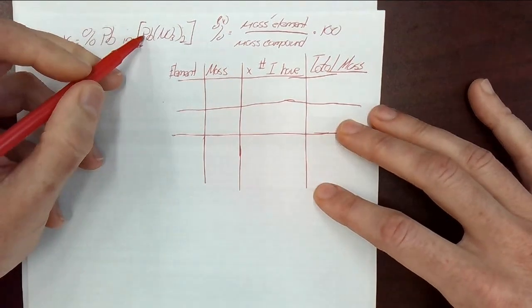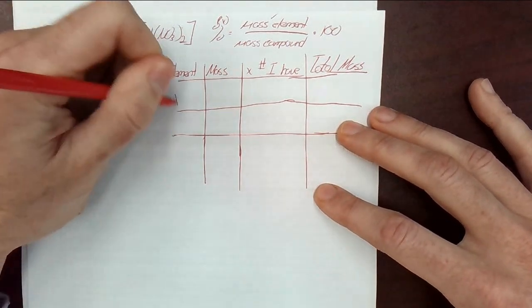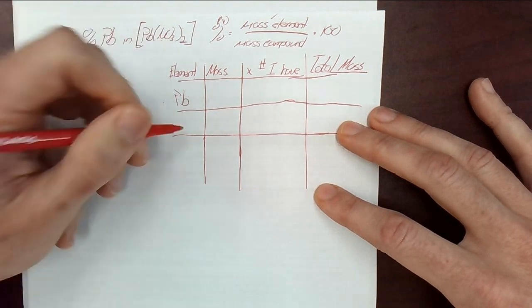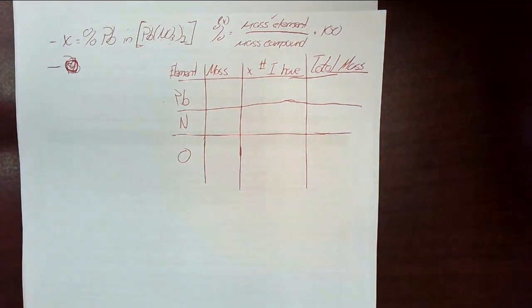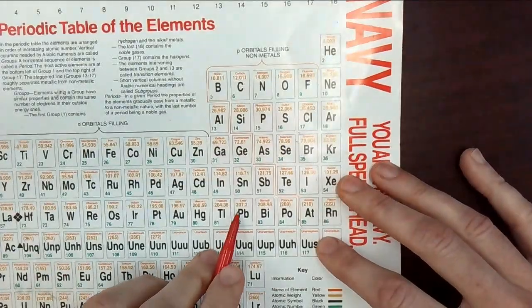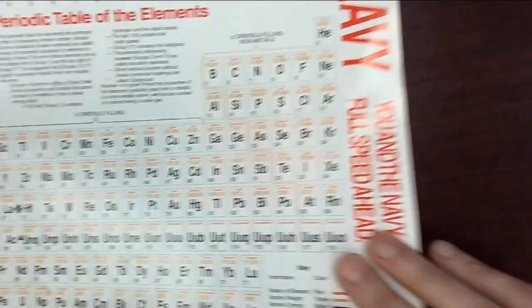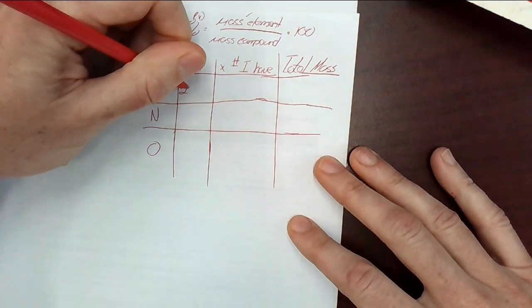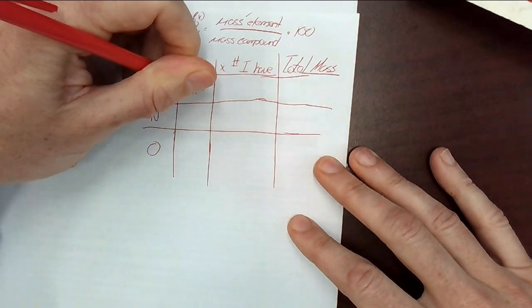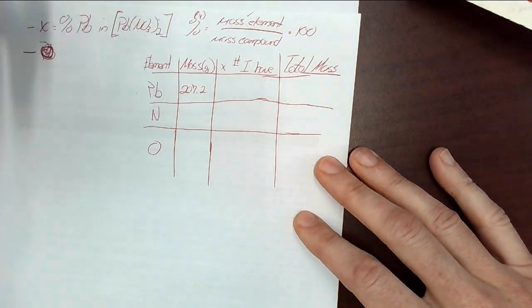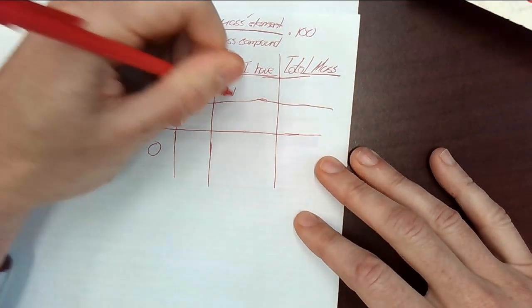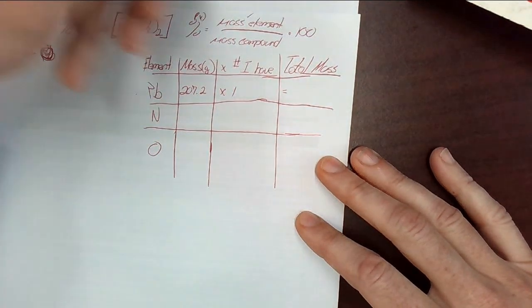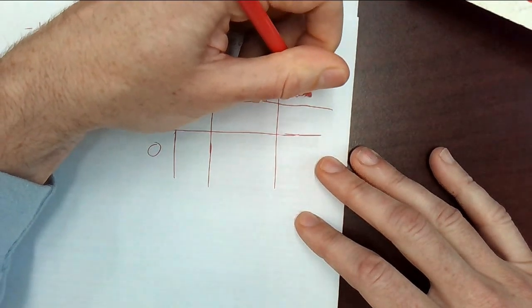Okay, so what elements make up this substance? So we have Pb, capital N, capital O. So we're going to go to the periodic table and find the masses there. So Pb has a mass of 207.2. So 1 mole of Pb has a mass of 207.2 grams. And how many do I have in my chemical substance? So I just see 1 here. So I multiply those two together, 207.1.